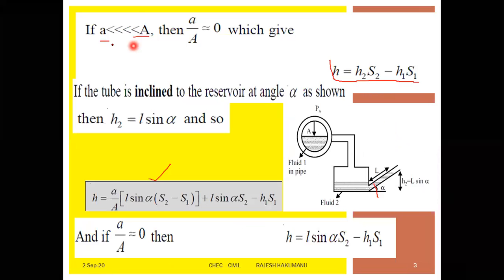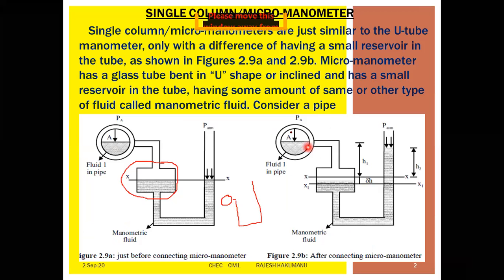Now, what is a here? Here small a is the area present inside the tube, the atmospheric air from here to here, and capital A is where the fluid area is located.